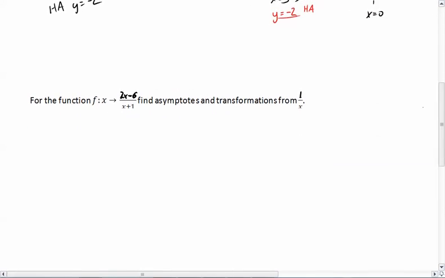Now there's a couple of ways to do that. Again, you have different options. You may have learned in a previous math class that you can take 2x minus 6 and you can divide it by x plus 1.